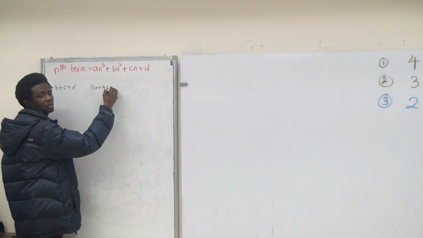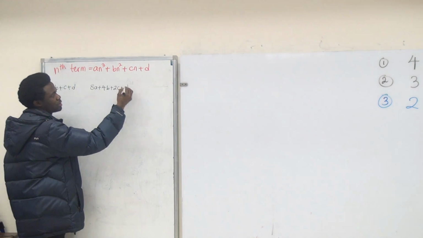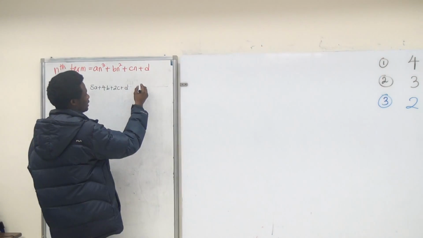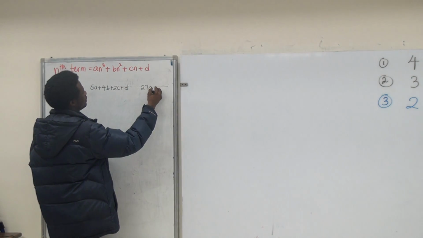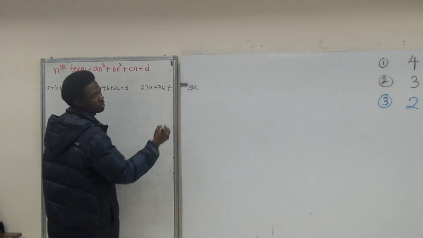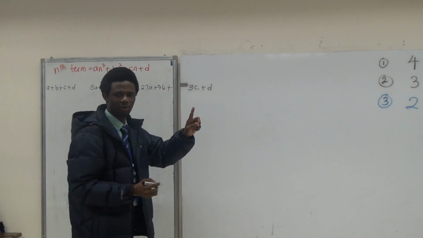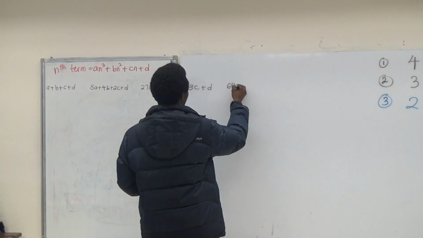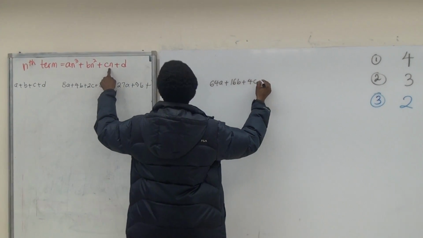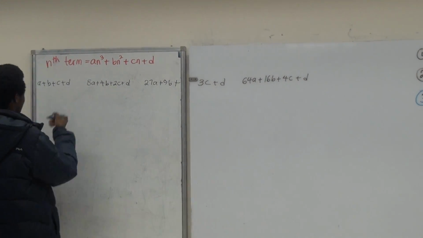All right. What's the next one? 2C plus D. For the third term, that's putting 3 here, right? So what do we get? 27A plus 9B plus 3C plus D. What's the next term? I'm going to take one more. 64A plus 16B plus 4C plus D. Right? Okay, so let's see the first difference.